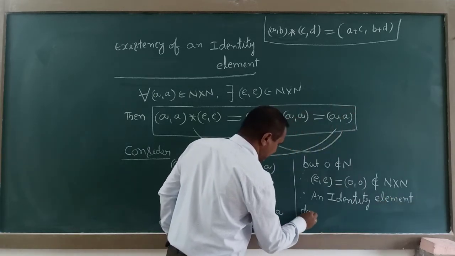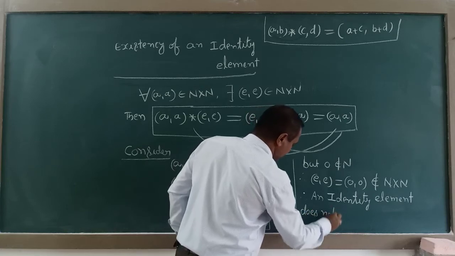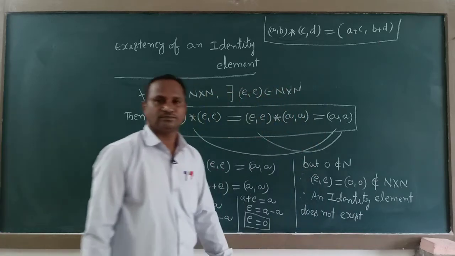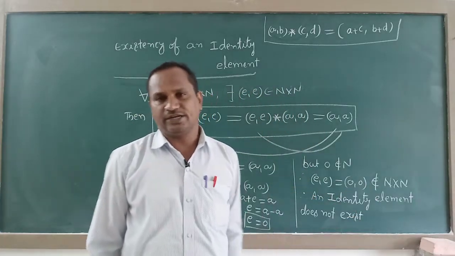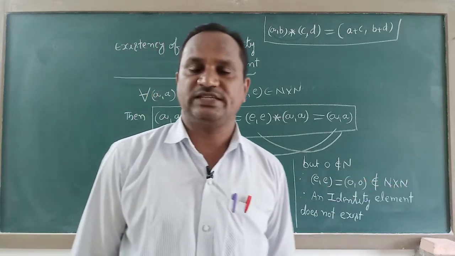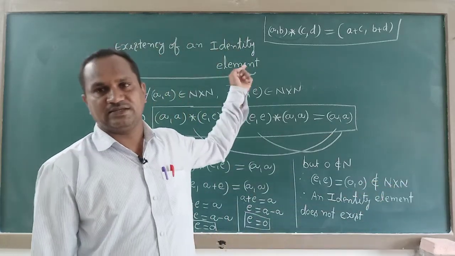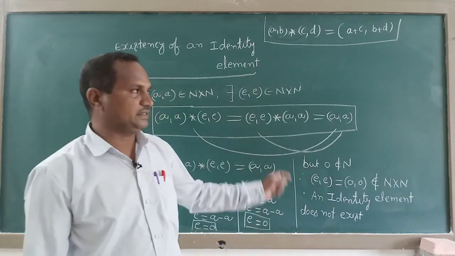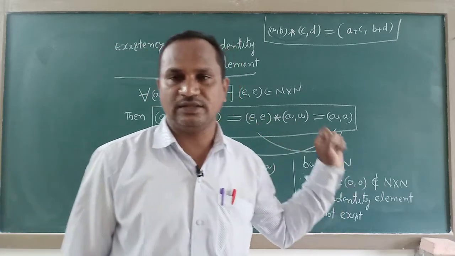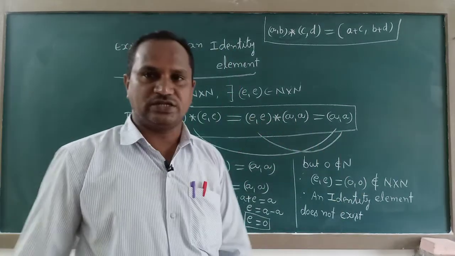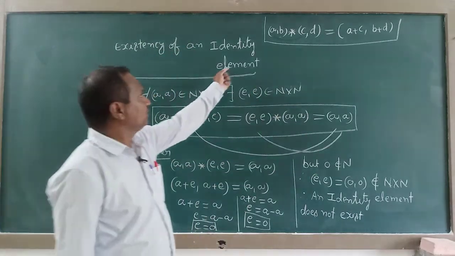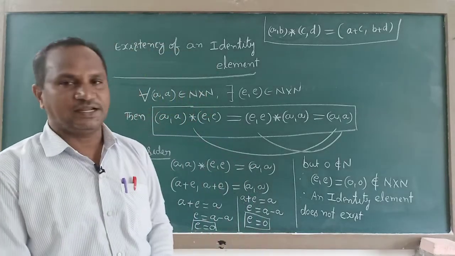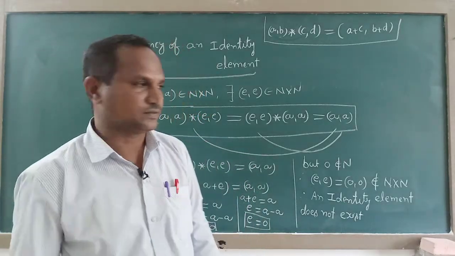Does not exist here. Does not exist. We proved star is commutative. We proved star is associative. But in case of existence of an identity element, an identity element does not exist. Like that we are given that answer for this question. It is one of the big questions because the definition is also very big, so the solution of this question also becomes very big. Now let us go on to solving other questions.